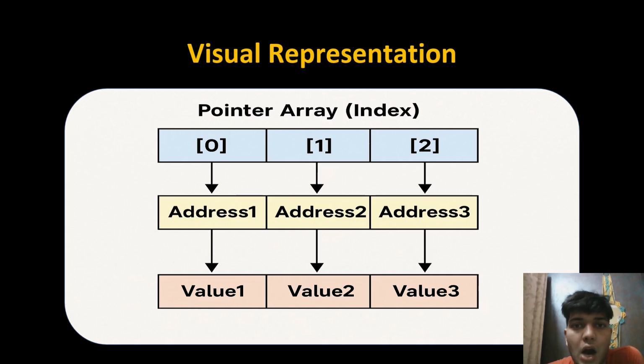Let's visualize how an array of pointers works. Imagine you have an array with three indexes 0, 1 and 2, and they store value 1, value 2 and value 3. But there is a catch. These values are not directly stored in the array. In place of these values, we store the addresses they are pointing to. So in general, a pointer array doesn't store the actual value. In place of the actual value, it stores the addresses.